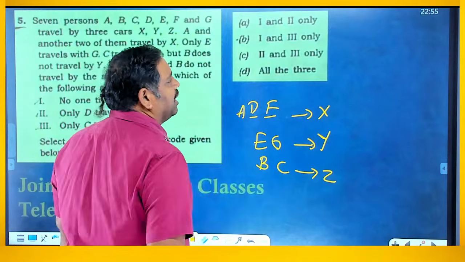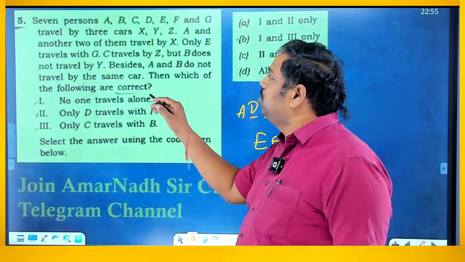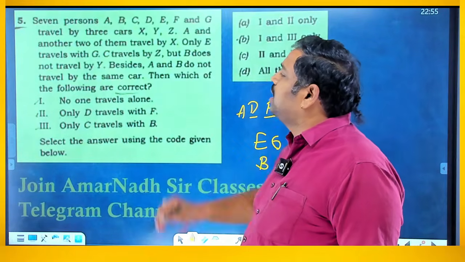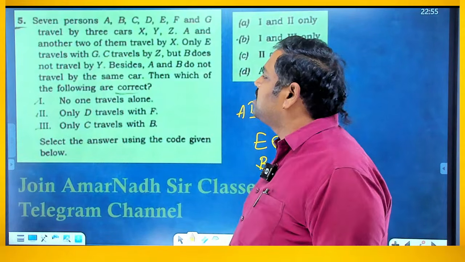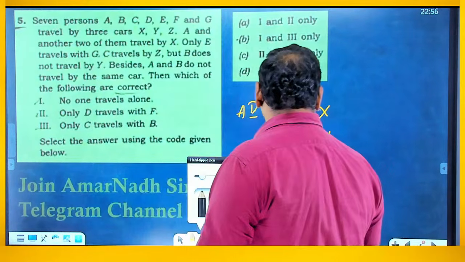A, D, F are traveling in X, right or wrong here? Okay, fine. Now, which of the following are correct? No one travels alone. Yes, nobody is traveling alone. This is absolutely correct one, right? So first one is valid conclusion.